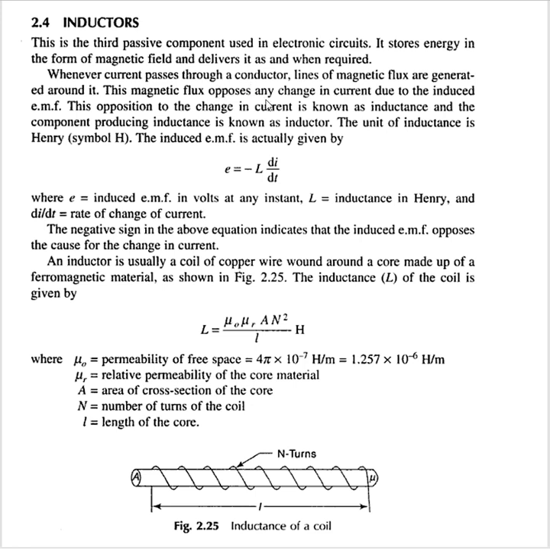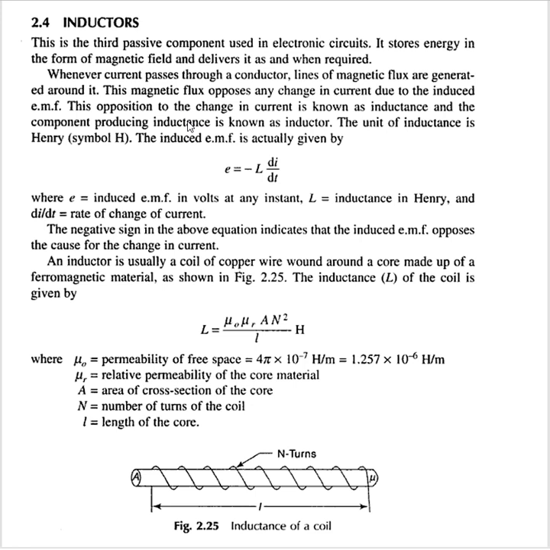Then this magnetic flux opposes any change in current due to induced EMF. This opposition to the change in current is known as inductance, and the component producing inductance is known as inductor. The unit of inductance is Henry.